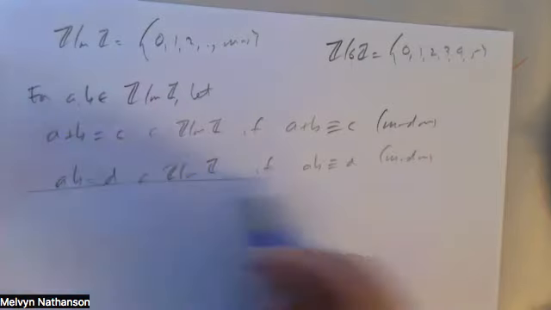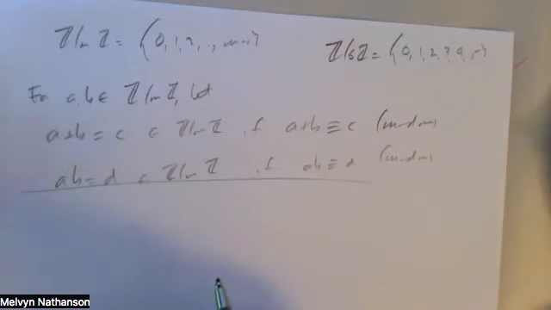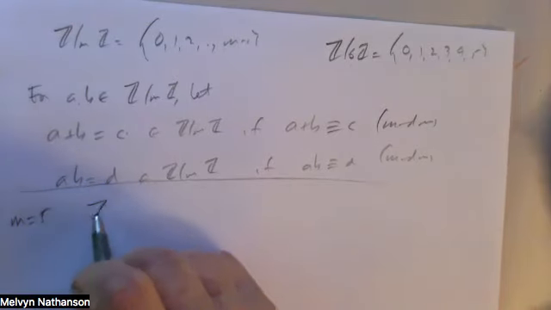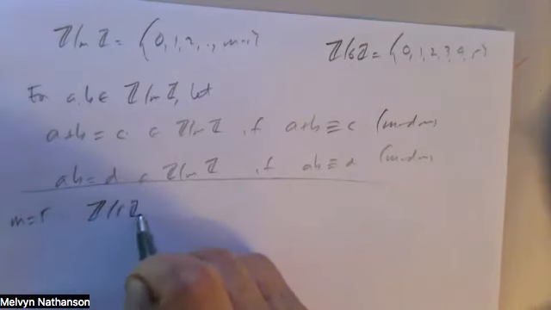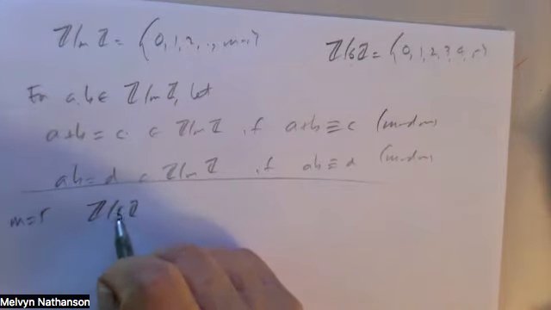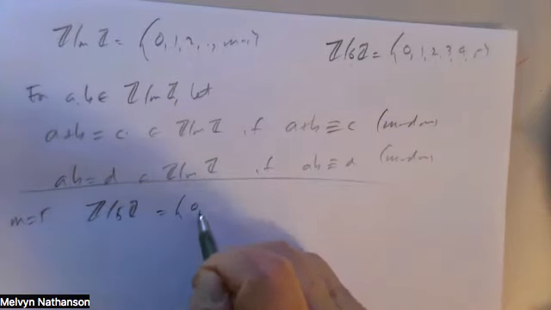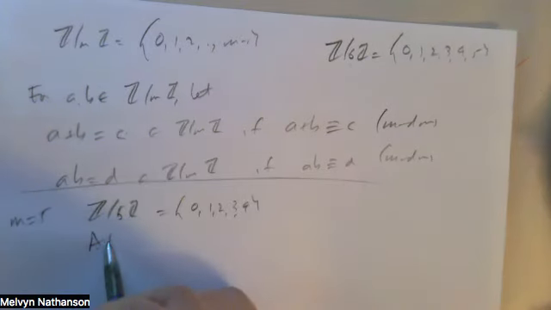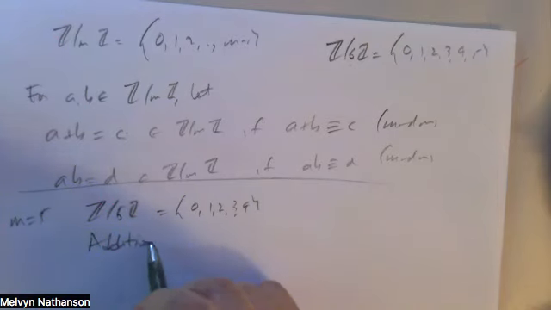So let's actually compute the addition and multiplication table. Suppose I take M equal to 5. So Z mod 5Z consists of the numbers 0, 1, 2, 3, and 4. What is the addition table?